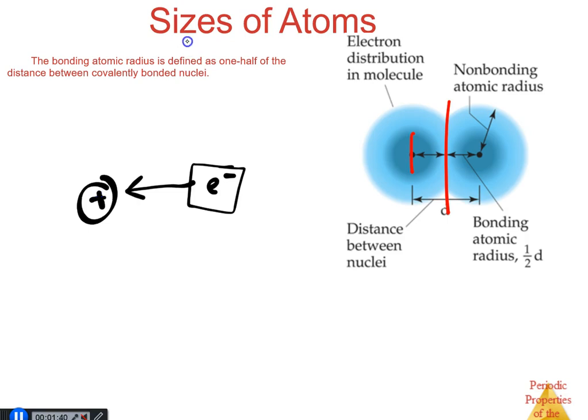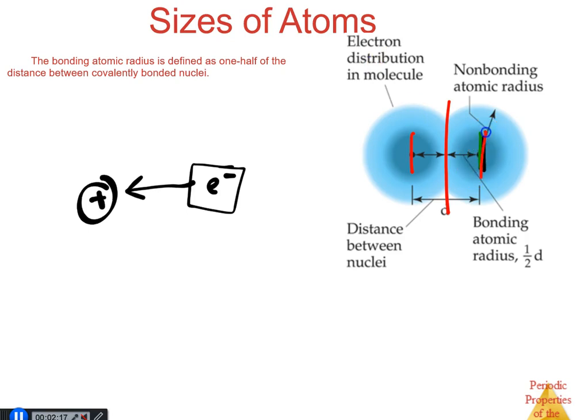All right, so when we talk about some of the trends on the periodic table, the size of atoms is one we must know. And it says the bonding atomic radius is defined as 1/2 of the distance between covalently bonded nuclei. I don't necessarily care about that. But when we talk about the size of the atom, we're now talking about this distance. If two of them come close together, their nuclei are here.